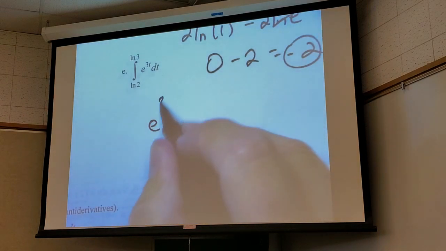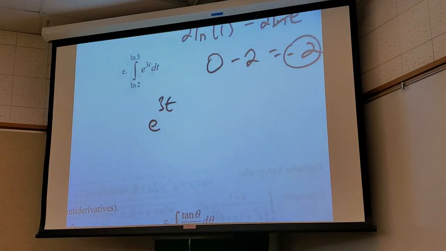But what would this guy's derivative be? 3. And there's no 3 there. So what must have been there before? 1/3, right? It's the same idea we saw before. There's a chain rule piece. There would have been a 3. There is no 3, so there must have been a 1/3.